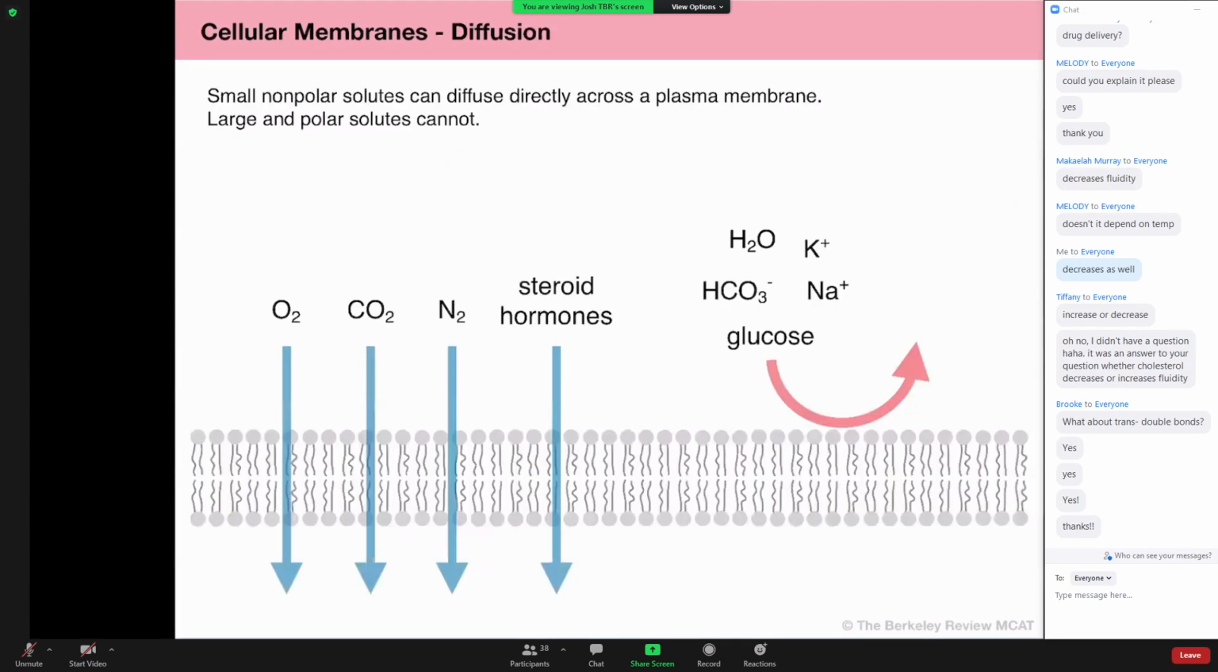Let's talk about diffusion. Another very fundamental, basic, probably review concept, but it's just good to know and hammer in because everything will build off of it. We're talking about cell membranes. The rules are that small non-polar solutes, like oxygen, carbon dioxide, nitrogen, and non-polar steroid hormones, can diffuse directly across a plasma membrane. Things that are large and/or polar, like ions, water, glucose, cannot. Just take a mental picture of this.